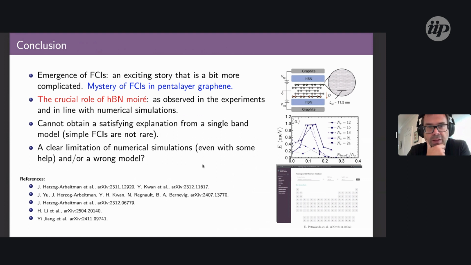And as has been confirmed by more recent experiments, the Moire due to the hBN is really important. So if you don't have it, you don't get any FCI, and that's in line with what we observe in the numerical simulations. And at this time, we clearly don't have any explanation based on a single band model, as soon as you have band mixing, the FCI disappears. And the latest result I've shown you that are still unpublished tends to show that if we have an FCI there, it's definitely not a single band FCI.